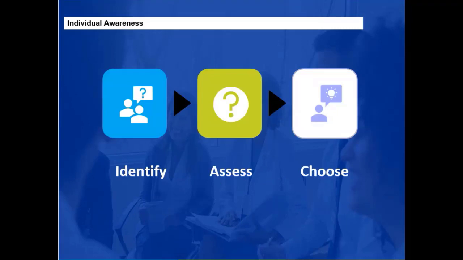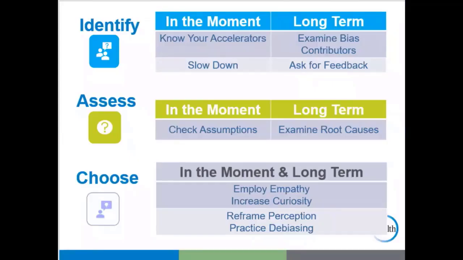So I just want to leave with you some quick things about, you know, what can we do? So my individual awareness. We can really look at identifying, assessing, and choosing how we react. And you'll get these slides too. So identifying in the moment and long term, you know what those accelerators are to slow down. Examine those bias contributors that we have on page 9.